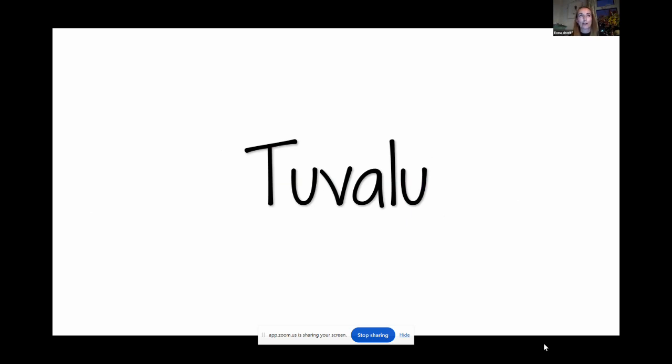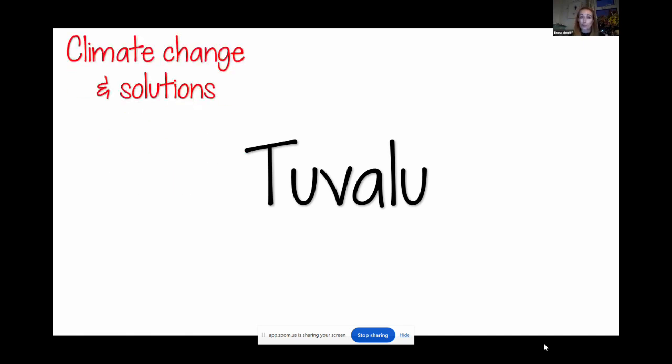So when I looked at Tuvalu, I was thinking about how we could use this because it is a case study that students remember really, really well. They get really interested in it. So I started to think about how we might be able to use that across our curriculum. So the first one, the most obvious one, is about looking at climate change and the solutions. So Tuvalu, if you're unaware, is a really low-lying, mostly coral atoll nation in the Pacific.